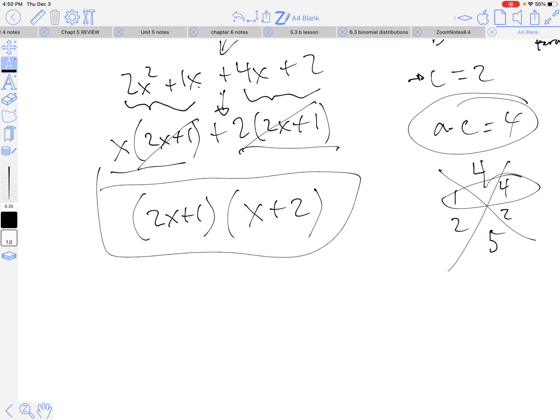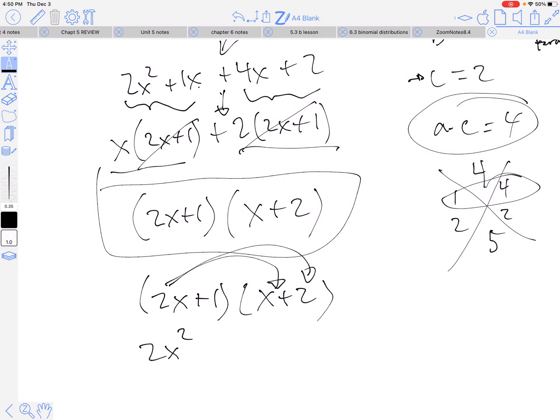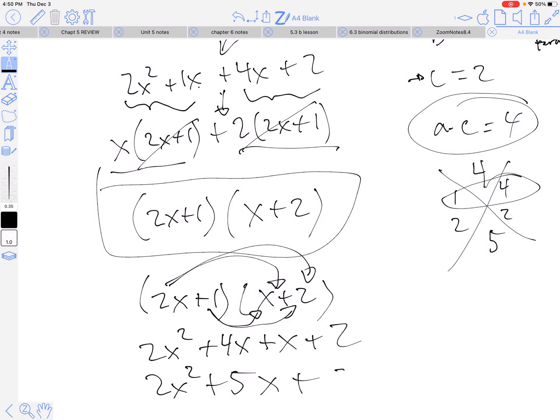Now let me show you. I'm going to multiply it to show you where all those things came from. Okay, so when I multiply this, I'm going to do 2x times x, and I'm going to get 2x squared. Then I'm going to do 2x times 2, and I'm going to get 4x. Then I'm going to get 1 times x, and I'm going to get x. And then I'm going to do 1 times 2, and I'm going to get 2. Then I'm going to combine like terms in the middle. Remember, I had a 1 there, but 4 plus 1 is 5.